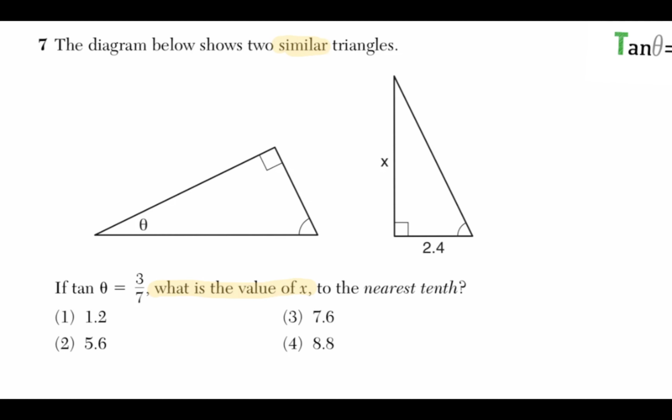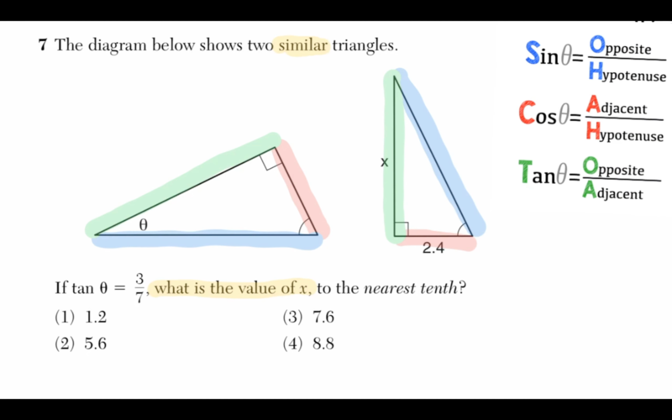sides are proportional. So we know that the short side of this triangle corresponds with the short side of that triangle. Likewise, the hypotenuse is proportional to the hypotenuse, and the long side is proportional to the long side. So what we're going to do is set up a proportion to solve for x. What else do we need to know?